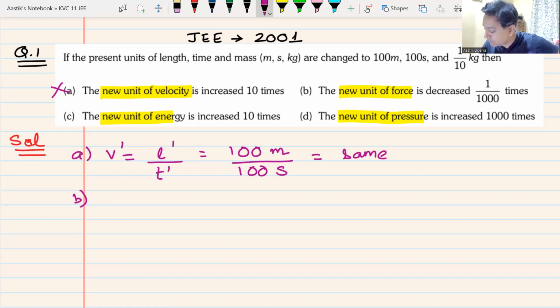New unit of force, F dash. Instead of writing it in terms of M, L and T, let us write in terms of kg because that might be better. So if I write in terms of unit, it would be new kg multiplied by new m divided by new s squared. Yes or no?